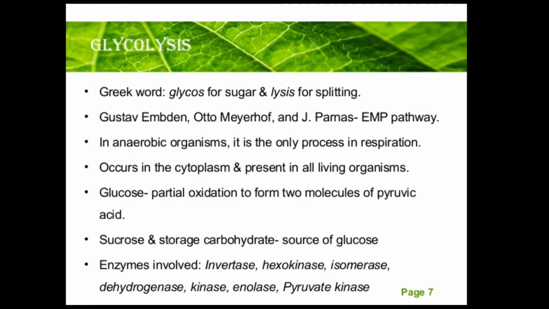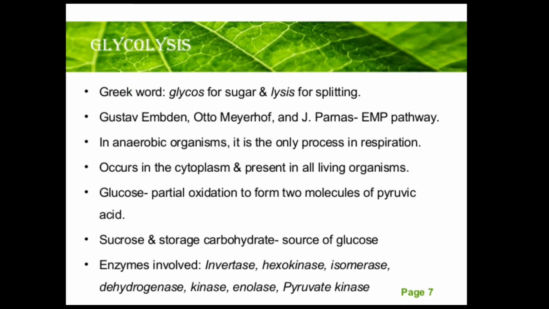The scheme of glycolysis was discovered by Gustav Embden, Otto Meyerhof and J. Parnas, and glycolysis is known as the EMP pathway. Both aerobic as well as anaerobic respiration begin with glycolysis. In this phase, oxygen is not utilized, and glycolysis occurs in the cytoplasm of the cells.